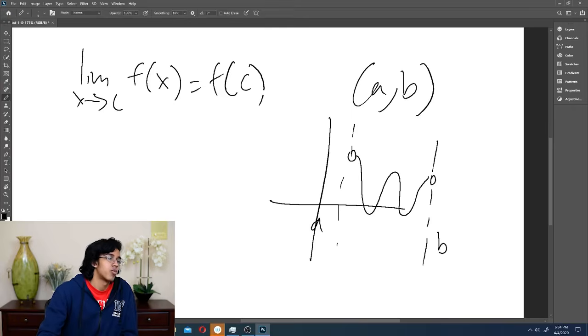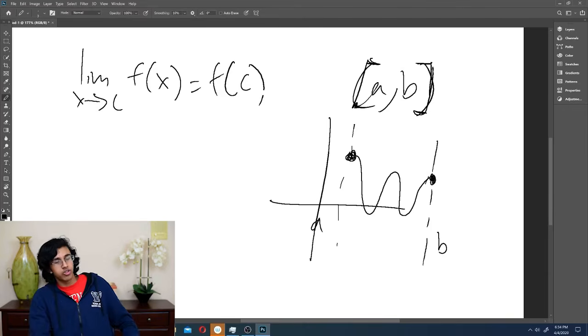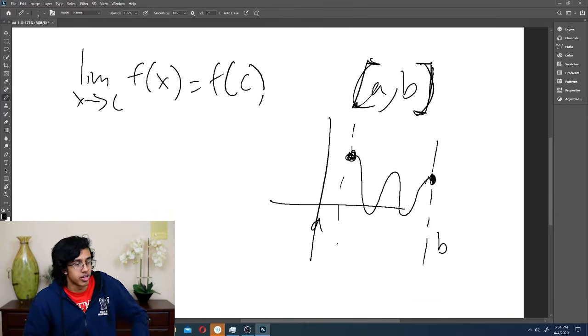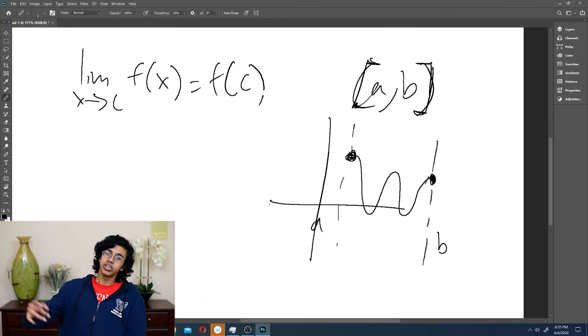But it gets annoying when you have it closed like this, because then it actually has to be defined at A and B. So basically a hole is not going to work on a closed interval. So you have to have these filled in for this to work. So don't get trolled by that on the AP exam. That exists, so just know about that. And then a cool thing you could do if you know that something's continuous on an interval, you can apply the Intermediate Value Theorem.